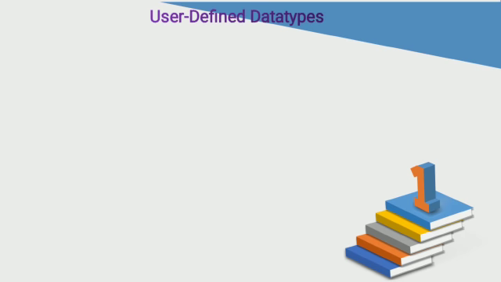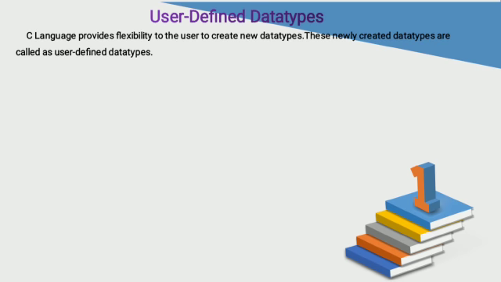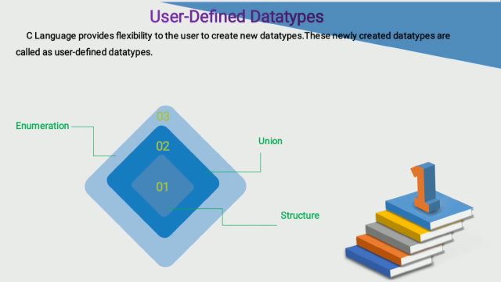And the next is user defined data types. So C language provides flexibility to the user to create new data types, and they are referred as user defined data types. So we have three user defined data types. They are structure, union and enumeration. Structure, it is a collection of variables and can be of different data types. They are grouped under a single name. The keyword used to denote the structure is struct.